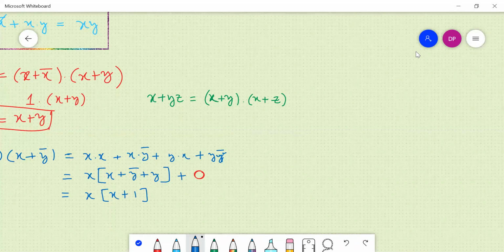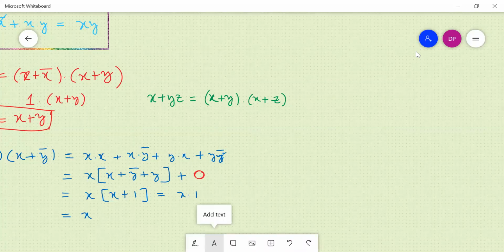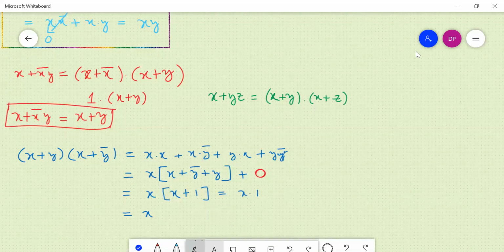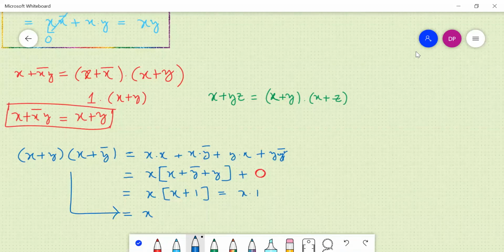Anyway, this is 0. 1 plus x is always 1. 1 OR with anything is 1 only. 0 AND with anything is 0 only. So this is x and with 1. So what will be the answer? The answer will be x. So x plus y into x plus y bar, the answer is x. A plus b into a plus b bar is equal to a. This is also an interesting result we will be using.